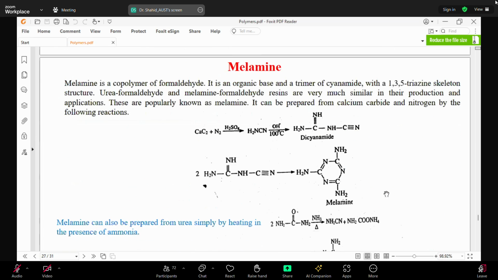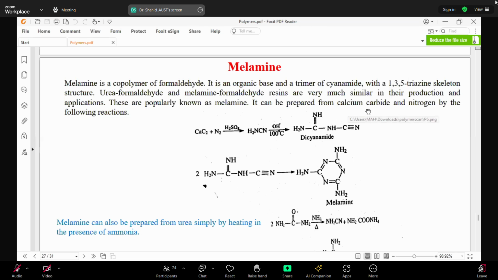Okay, next one. Melamine. Melamine is a copolymer of formaldehyde. So basically, it is a polymerization of formaldehyde. It is an organic base and a trimer of cyanamide with a 1,3,5 triazine skeleton structure. Urea formaldehyde and melamine formaldehyde resins are very much similar in their production and application. These are popularly known as melamine.